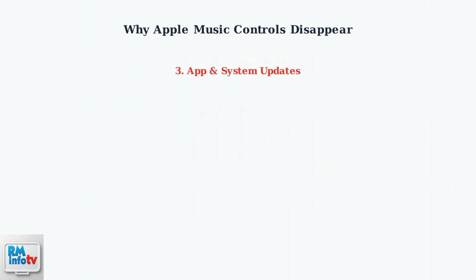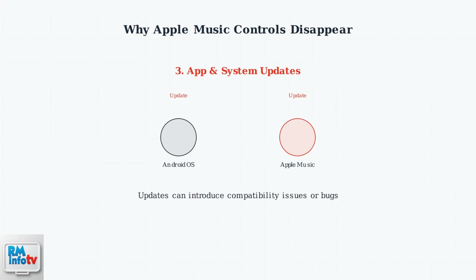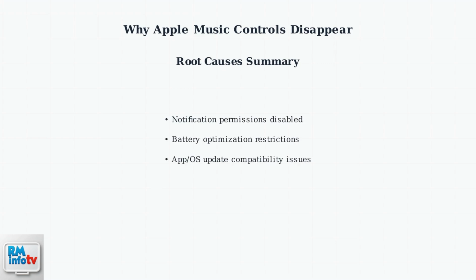Third, app and system updates can introduce glitches. Sometimes Android OS updates change how notifications are handled, or Apple Music app updates contain bugs that affect media control display. Understanding these root causes helps explain why this issue is so common among Android users. The interaction between Android's system-level controls and third-party apps like Apple Music creates multiple points where things can go wrong.